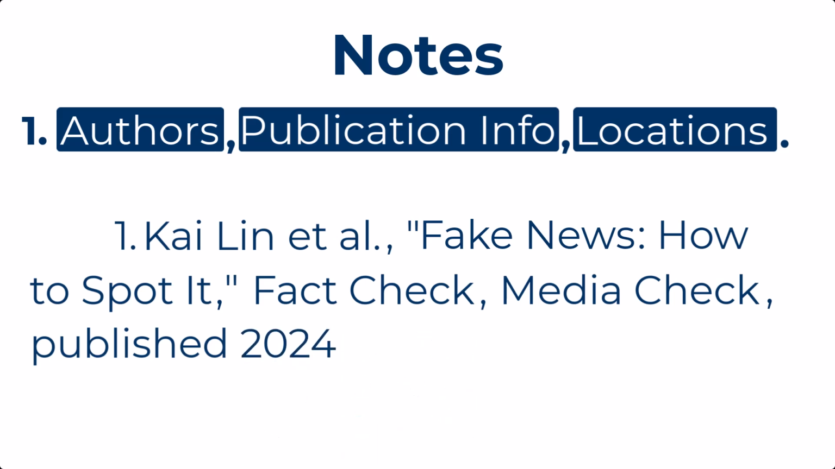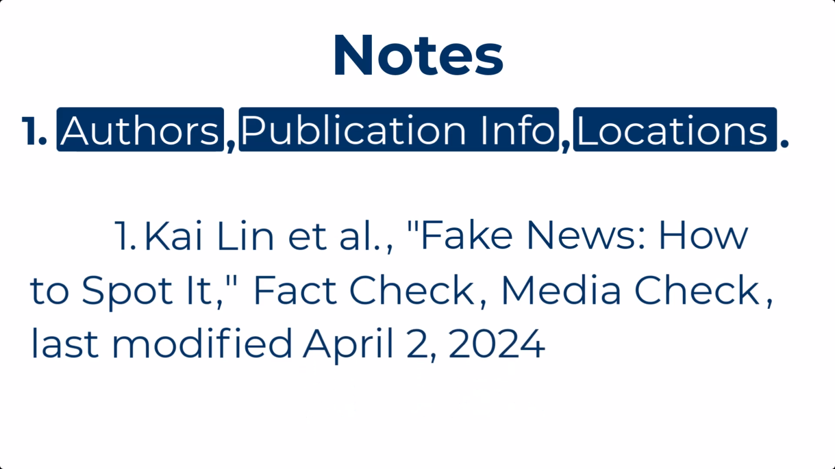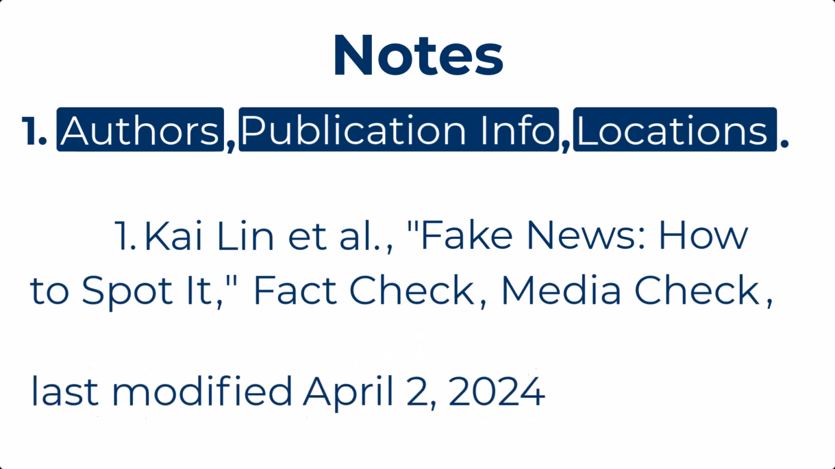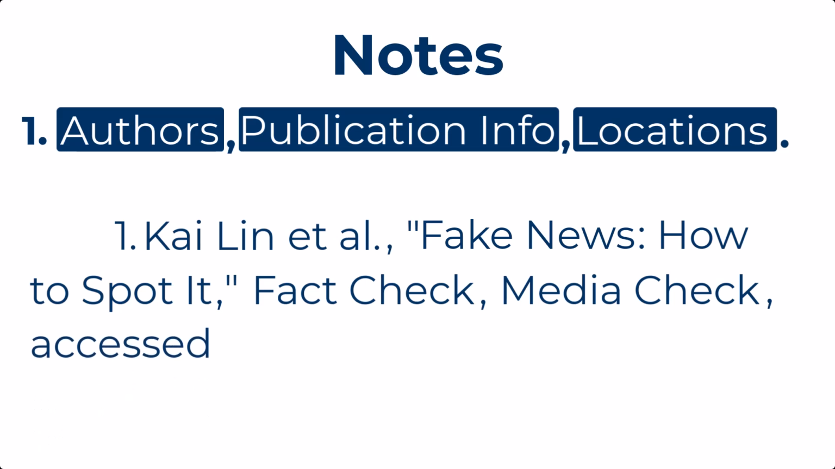Sometimes, instead of a publication date, you'll see a date preceded by the word updated or the words last modified. They both mean the same thing. After it had been on the site for a while, someone made changes to the article. In this case, write the words last modified and then add the given date. Finally, if the article doesn't list a date at all, write the word accessed and add the date when you found the article, and that completes the publication information.